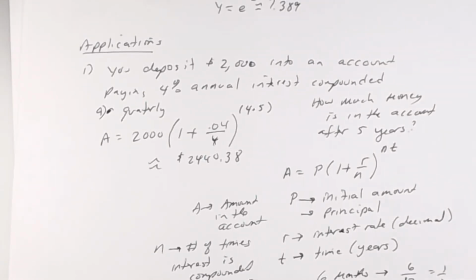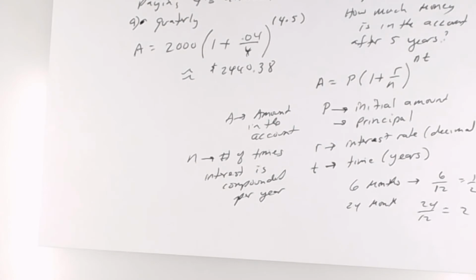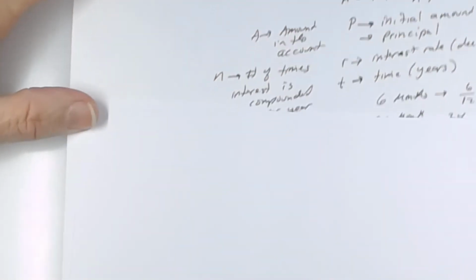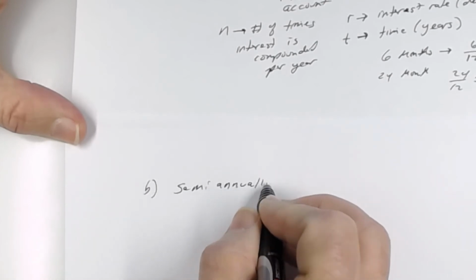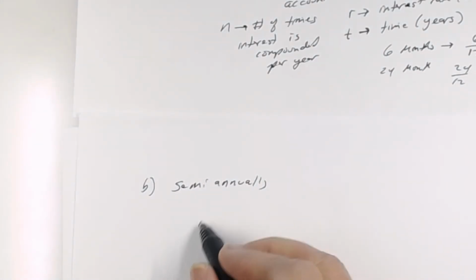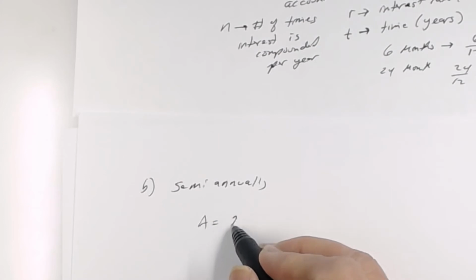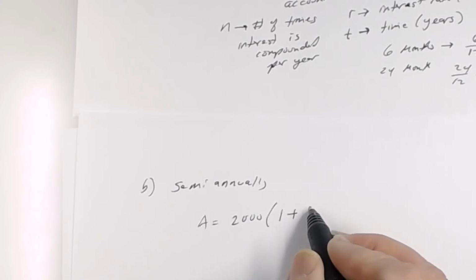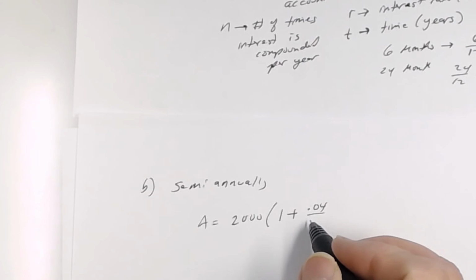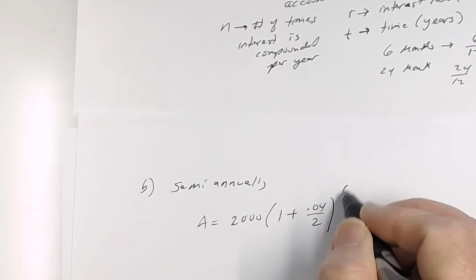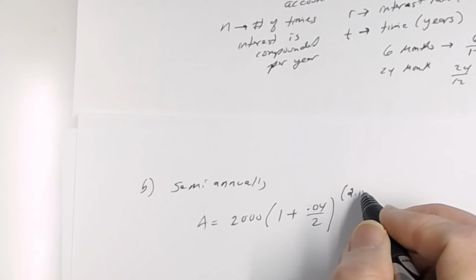Okay, let's do B. So it's very easy to use the formula. All right, B, let's suppose it's semi-annually this time. Same information, except this time semi-annually. Okay, semi-annually. All right. A equals, what's P? 2,000 times 1 plus R, what's R? 0.04 divided by N, what's N? 2, semi-annually, 2 every 6 months. All raised to the N, which is 2, times T in how many years? 5. All right, and you just put it in your calculator and you're done.